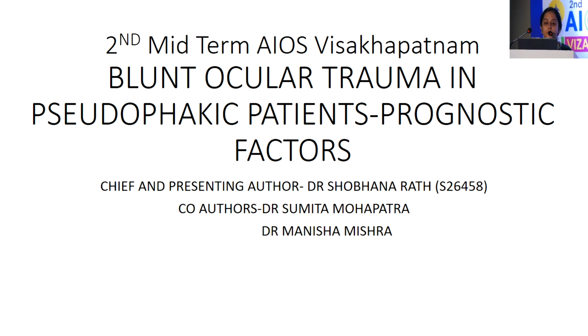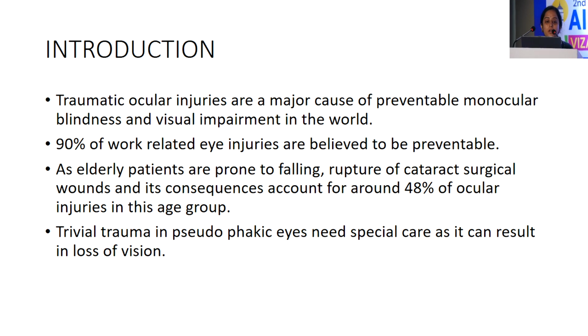Good morning. Today my topic of presentation is blunt ocular trauma in pseudophakic patients: the prognostic factors. There is no financial disclosure. Traumatic ocular injuries are a major cause of preventable monocular blindness and visual impairment in the world, as elderly patients are prone to falling, and rupture of cataract surgical wounds and its consequences account for around 48% of ocular injuries in this age group. Trivial trauma in pseudophakic eyes needs special care as it can result in loss of vision.